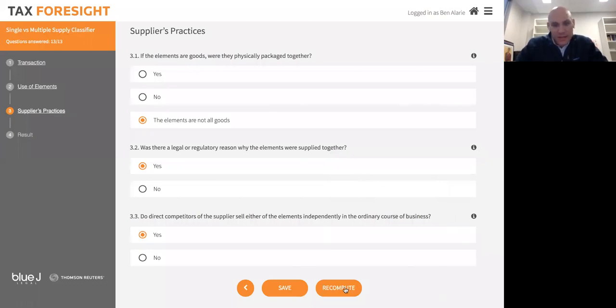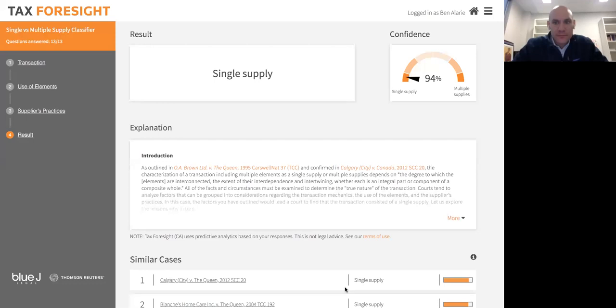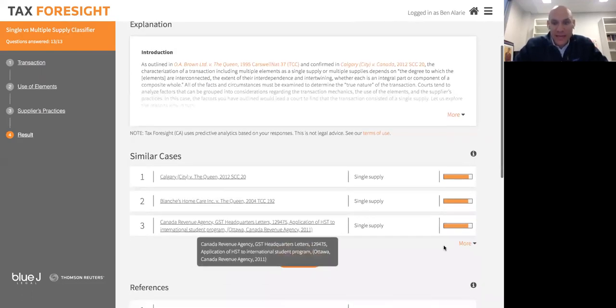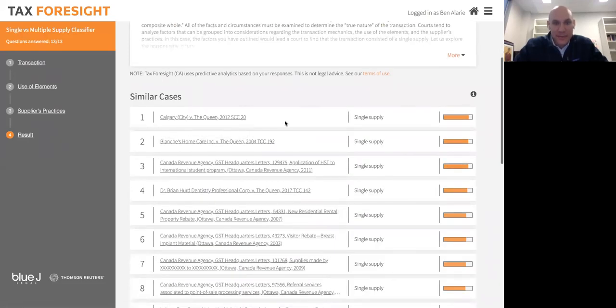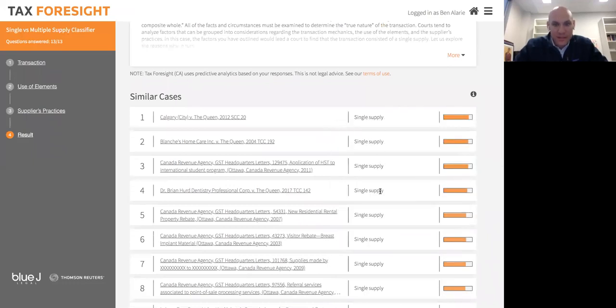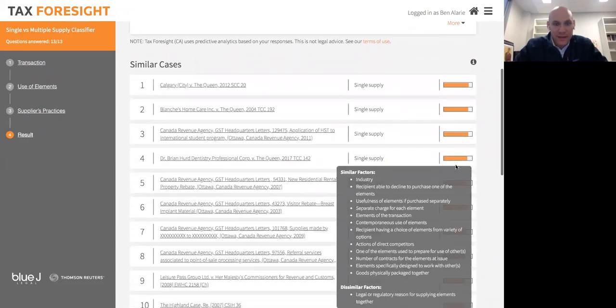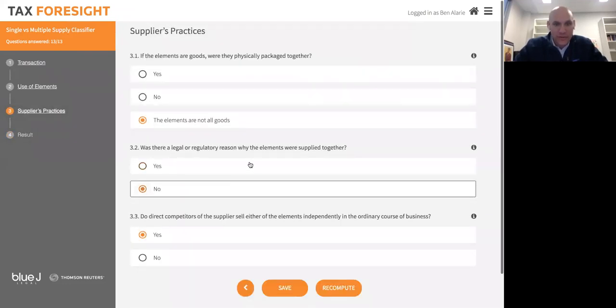Okay, so I'm going to click recompute. We can see how this change influences the result. Okay, so it doesn't really have much bearing at all. That actually doesn't bite on these facts. What it has done is change the most similar cases. So now suddenly we see the Calgary case coming to the fore here. And we see the actual case that this was based on come out a little bit lower, because there was no regulatory reason why the elements were supplied together.